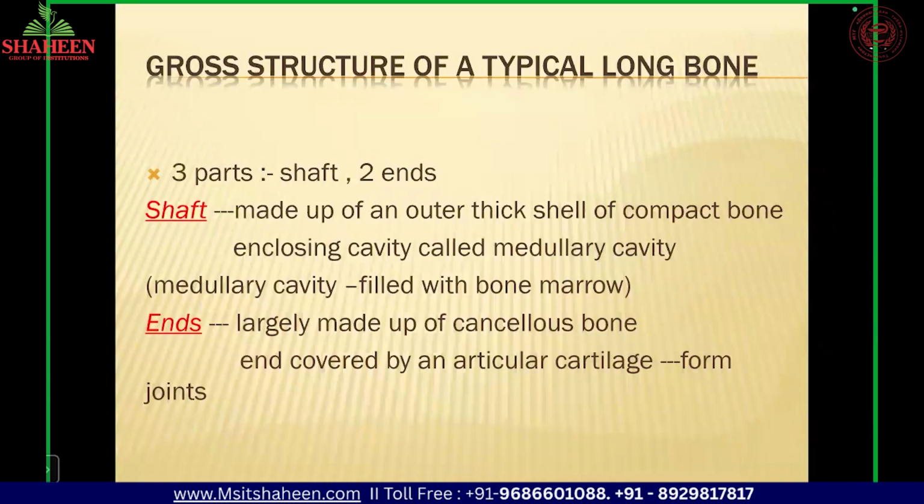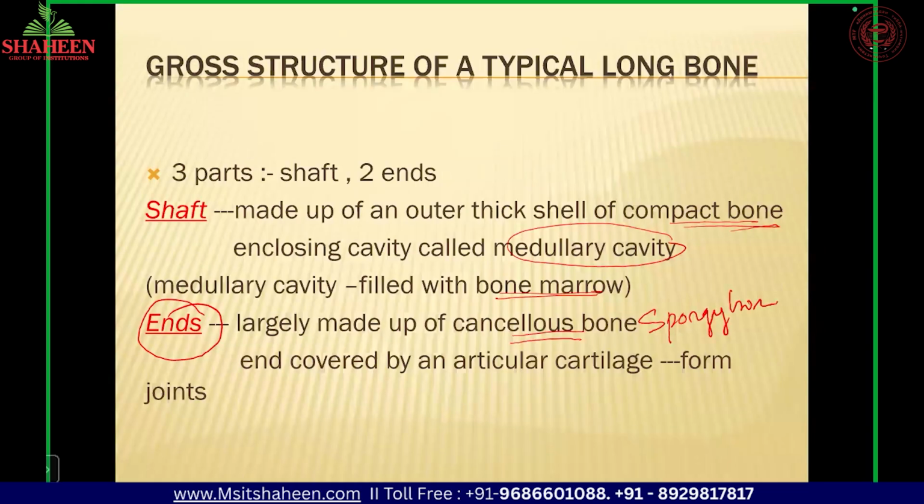Got it. The structure of a typical long bone. Another thing that we already discussed, it has three parts: two ends and the shaft. The shaft is made up of an outer thick shell, the compact bone, enclosing the bone marrow. The medullary cavity is filled with the bone marrow, and that medullary cavity is lined by the endosteum. Next, the ends. Ends are largely made up of the cancellous bone, otherwise known as spongy bone, and the end is covered by an articular cartilage which forms the joints.